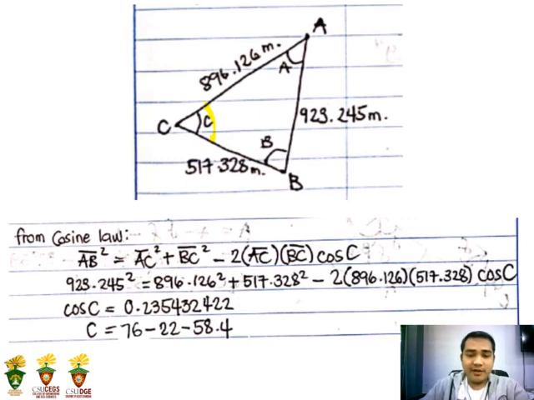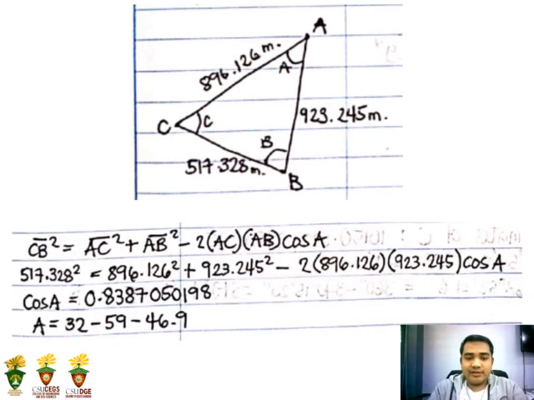From this figure, we can say that to get the angle C, we have this formula: the distance AB squared is equal to AC squared plus BC squared minus 2 times AC times BC cosine the angle C. Substituting all the given values from the figure, we have the value for cosine C equal to 0.235432422. To get the angle, we take the cosine inverse. So we have the value for C to be 76 degrees 22 minutes and 58.4 seconds.